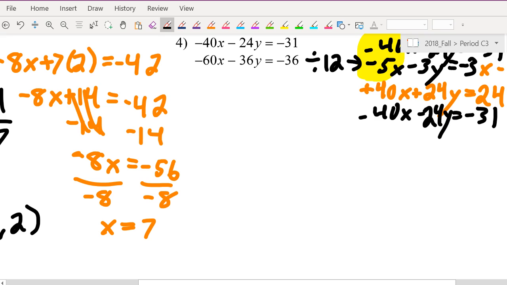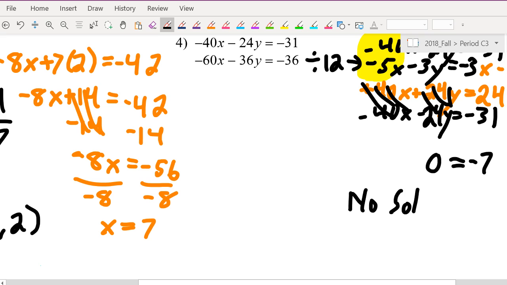So negative 40x minus 24y. Minus 24y. Okay, good. So we see that they're both going to do what? Eliminate, yes. Okay, so they're gone. So what's on the left side? 0 equals negative 7. So we know that that's a false statement. So therefore, there is absolutely no solution.